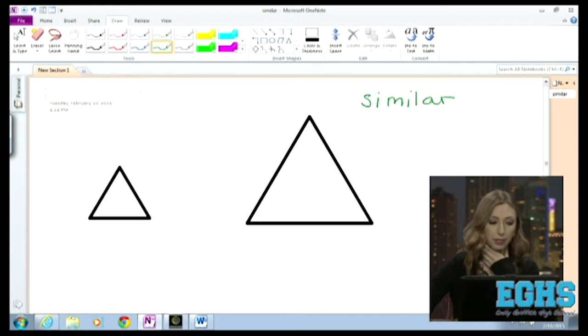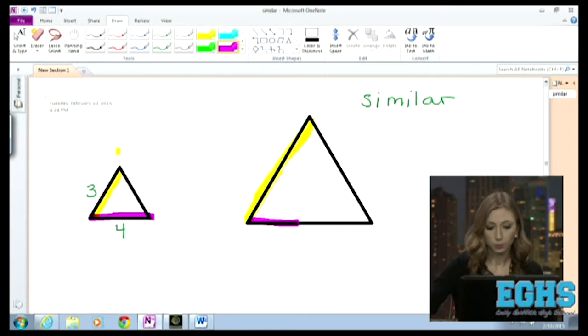So essentially what that means, and I'm going to make up some side lengths to show an example. Let's say that this one was 3, and then this base here was 4 units. What you would have is what's called corresponding sides. So this side that I'm highlighting in yellow, if these two triangles are similar, then the side that I'm highlighting in yellow here would be corresponding to it. And then this bottom one would be corresponding to the bottom as well.